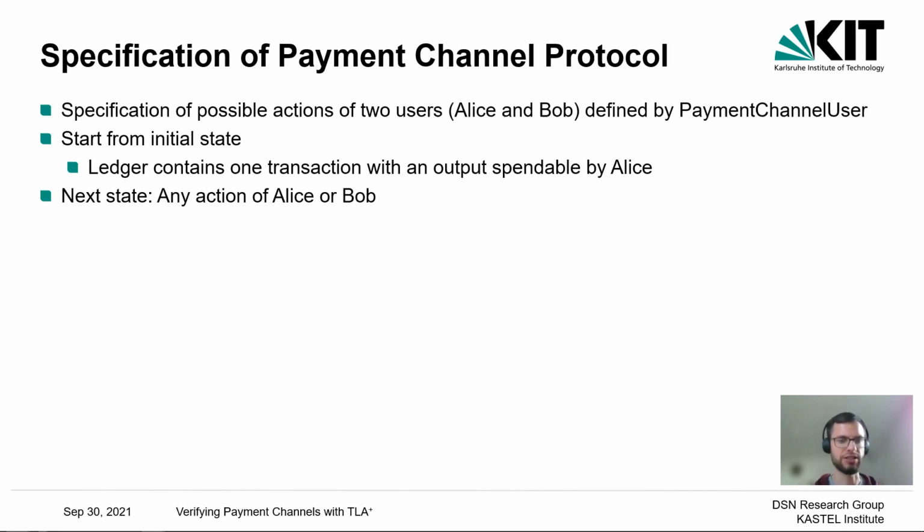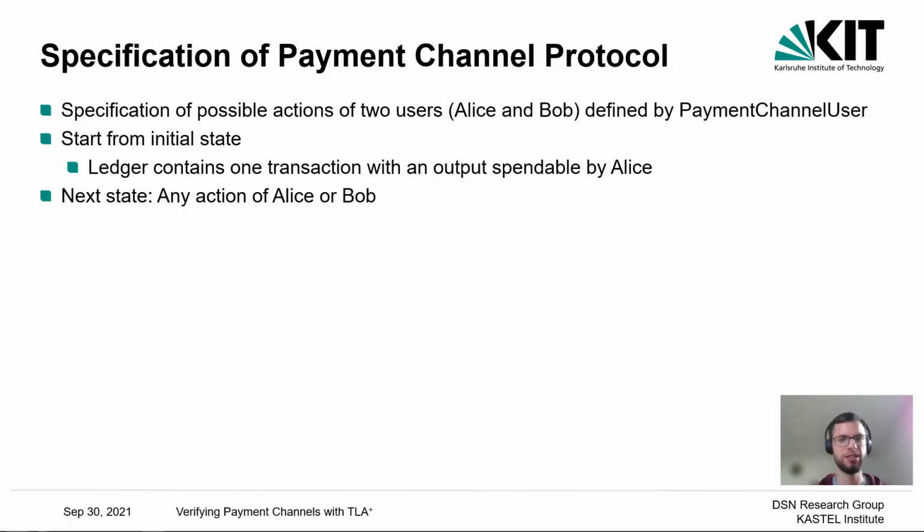And the specification starts from an initial state in which the ledger contains 1 transaction with an output that is spendable by Alice. So Alice has a certain balance, and she can use this balance to fund a channel and then to make transactions inside this channel. And the next state action contains all actions that are possible for Alice and Bob.